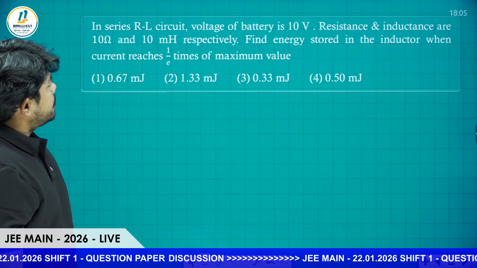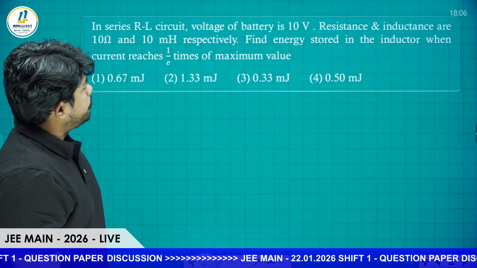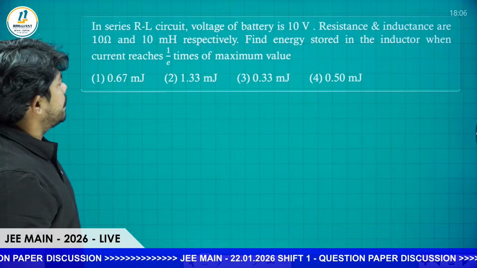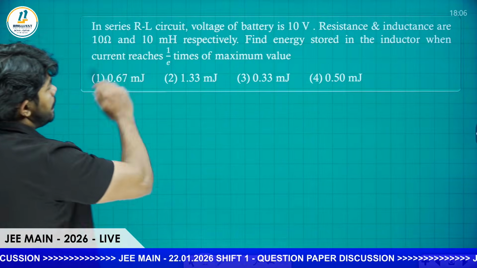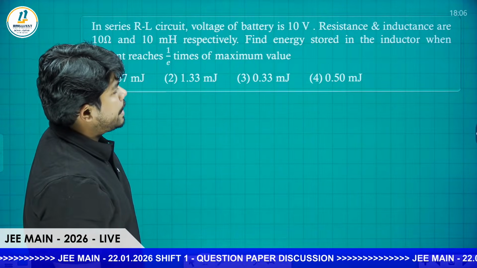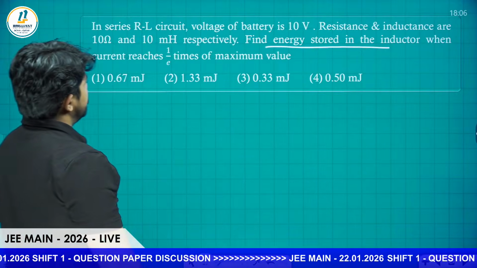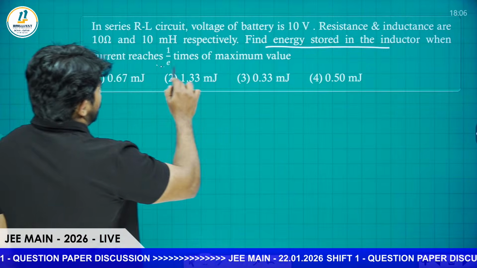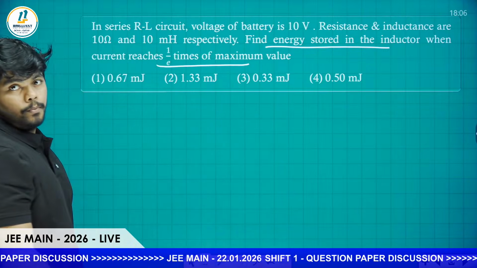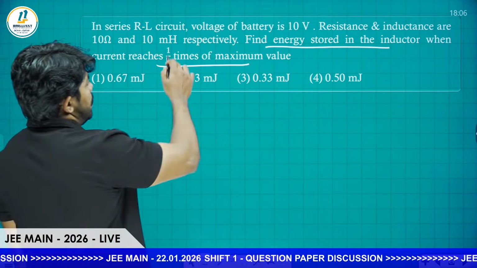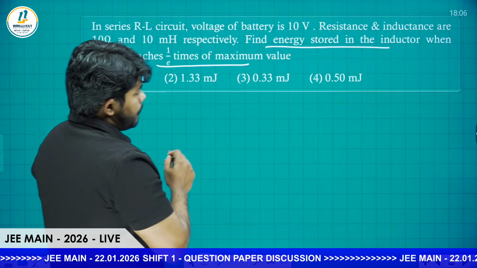In a series RL circuit, the voltage of the battery is 10 volt, and the resistance and inductance are 10 ohm and 10 millihenry respectively. Find the energy stored in the inductor. So we need to find the energy stored in the inductor when the current reaches 1 by e times the maximum value.